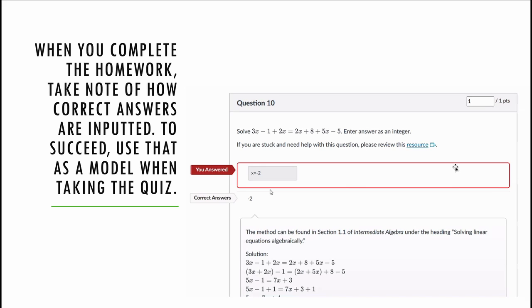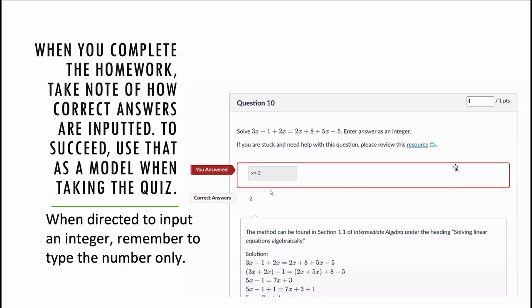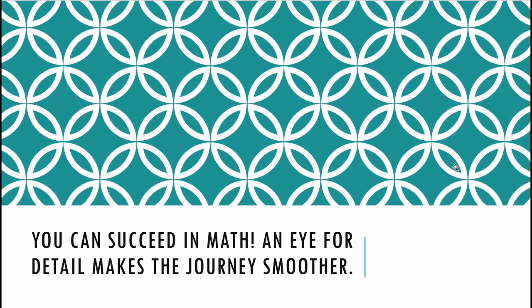When you complete the homework, which you can do as many times as desired, take note of how correct answers are inputted. To succeed in this class with the least frustration, use that as a model when taking the quiz. When you're directed to input an integer, remember to type that number only. Here, the correct answer is -2. Just type -2, no spaces. You can succeed in math, and an eye for detail makes this journey smoother.